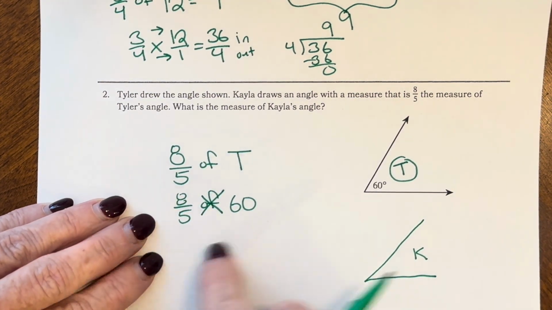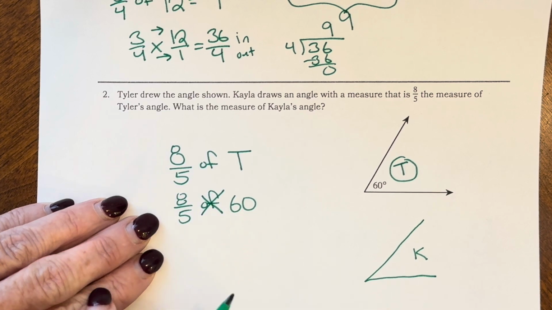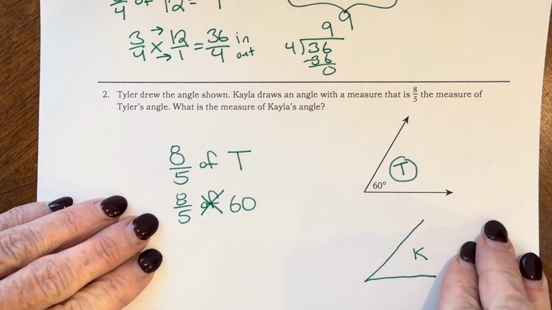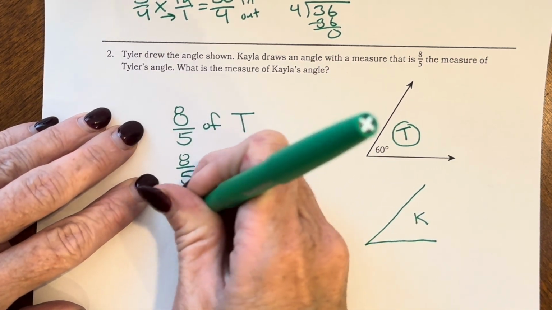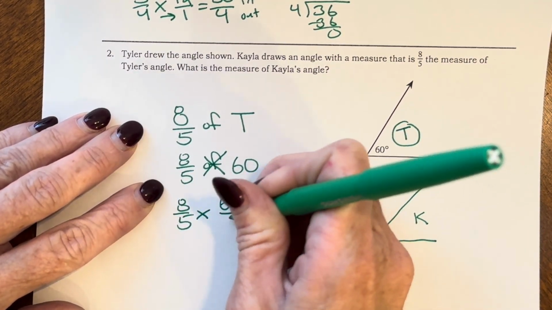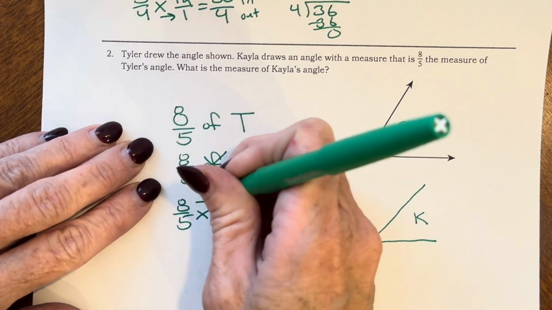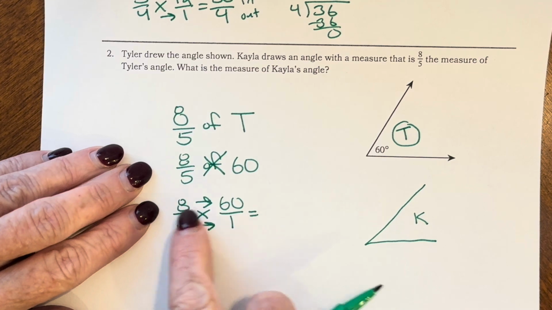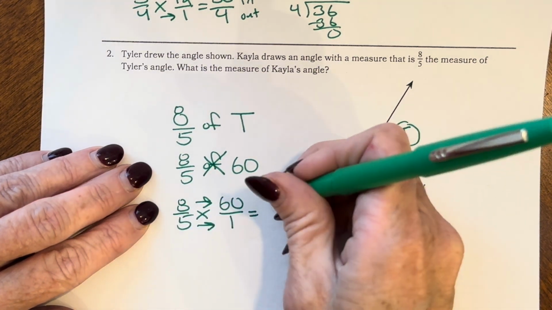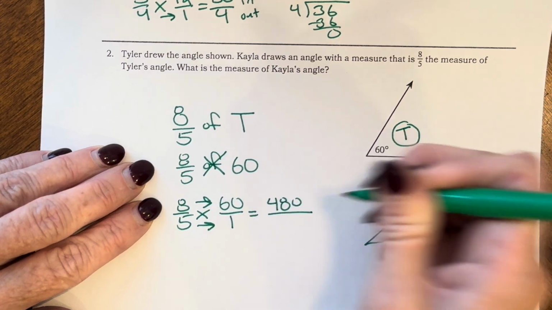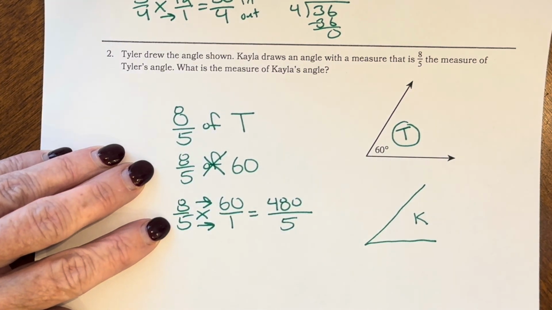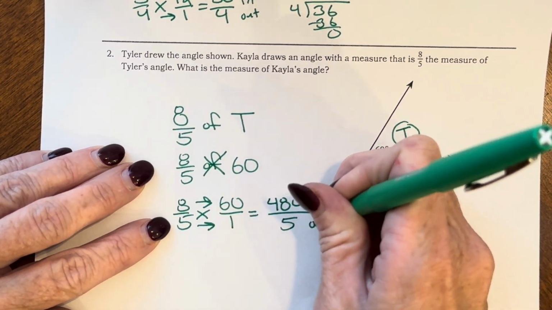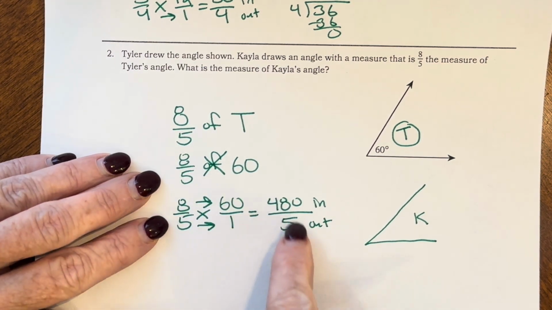So for this problem, a number line wouldn't work because this is a greater than 1 fraction. We could do a tape diagram for this. I might just use the algorithm for this. So I might say 8/5 times, and remember it has to be fraction times fraction. So we're going to multiply straight across. So 8 times 60. Well, 8 times 6 is 48. So 8 times 60 must be 480. And 5 times 1 is 5.